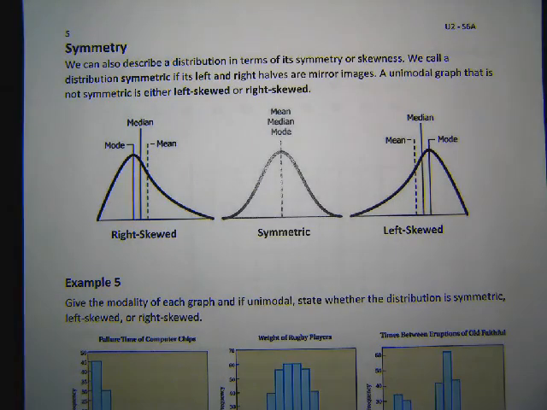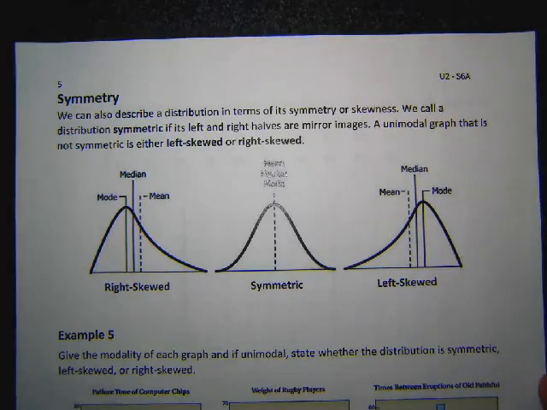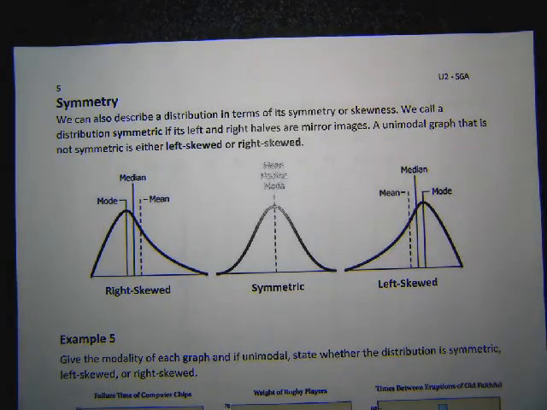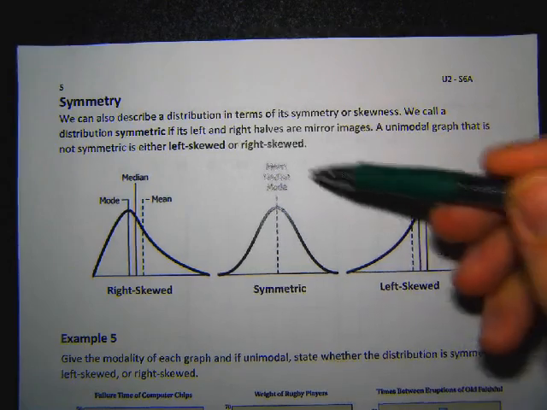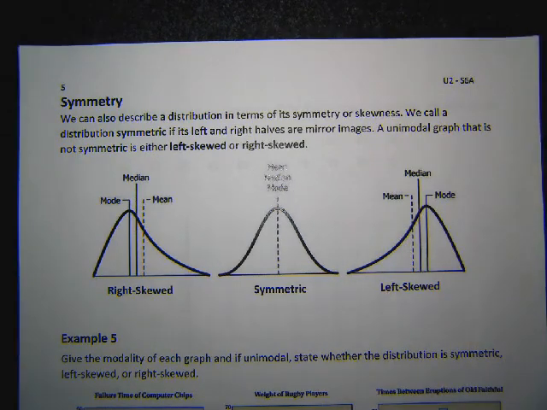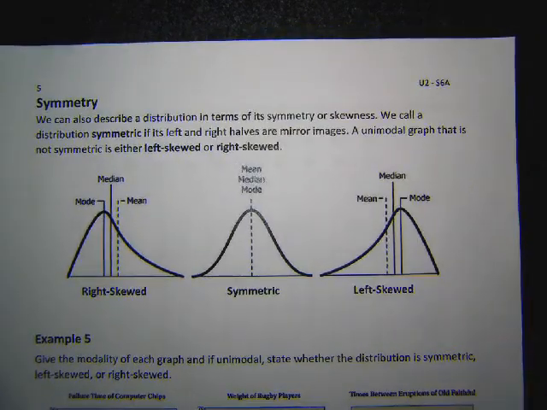Another thing we talk about with graphs is their symmetry. We call a distribution symmetric if its left and right halves match. So you can draw a line right down the middle and the two sides match. If it's symmetric, mean, median, and mode will all have the same value. They'll be right there in the middle, and they'll mean the same amount.